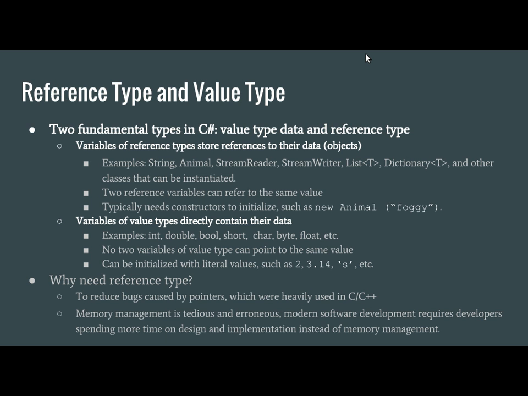All right. So there are two fundamental types in C#. Something like int, double, boolean, byte, or char, those types are called value types. It means that if you declare one, it actually holds its data in its own memory address, and it cannot be referred to by other variables. However, for all the classes that we declared so far, like Animal or StreamReader, these are reference types. It means that two variables can refer to the same thing.